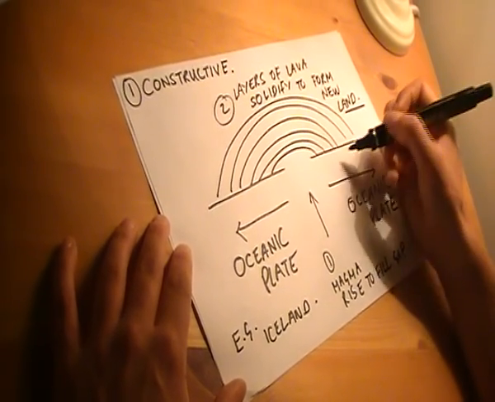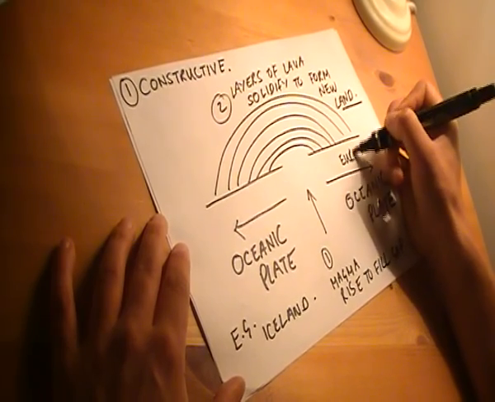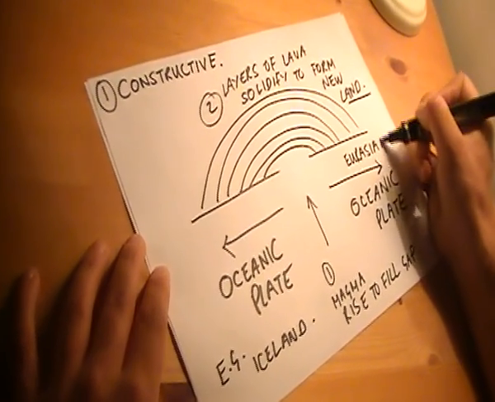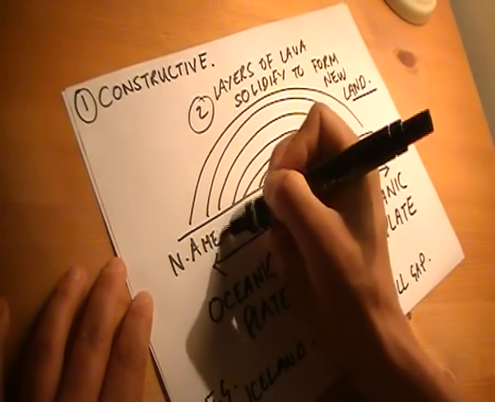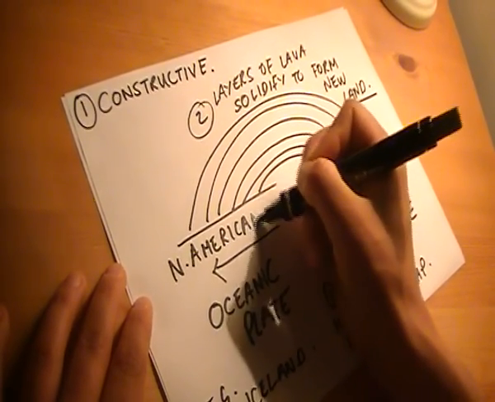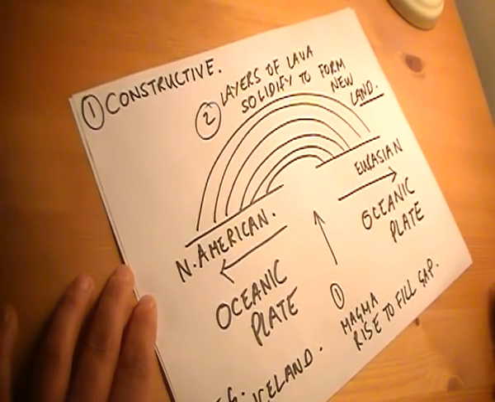So in the example of Iceland we've got the Eurasian plate and the North American plate. So I'm just going to label those on because it shows the examiner that I really know my stuff. And that's a constructive plate boundary.